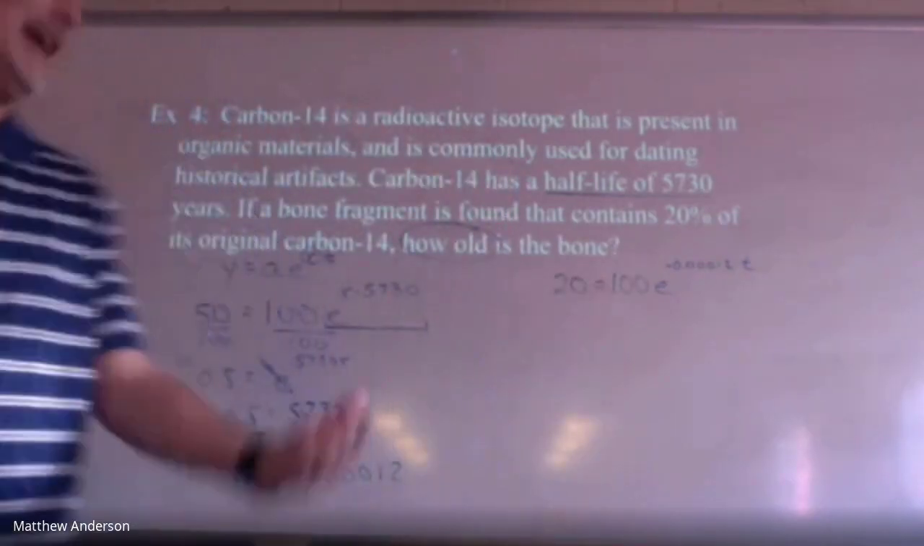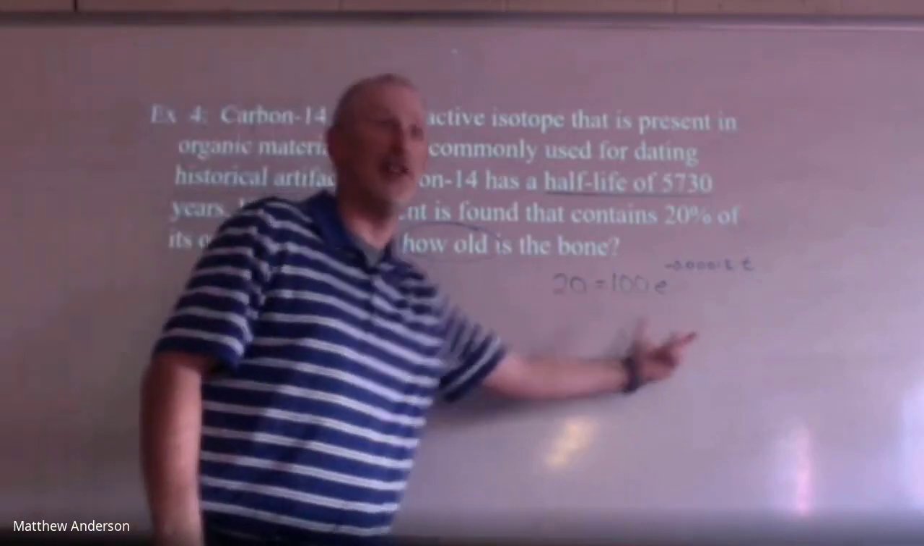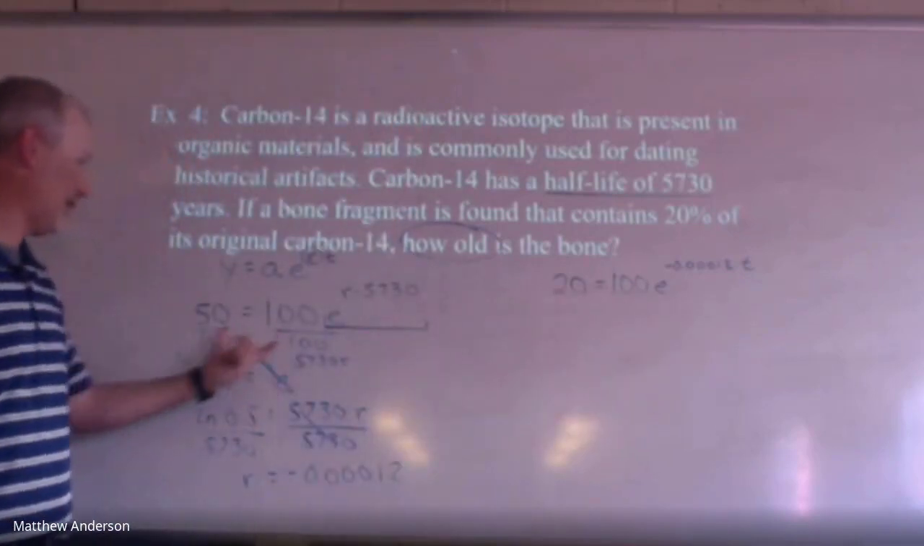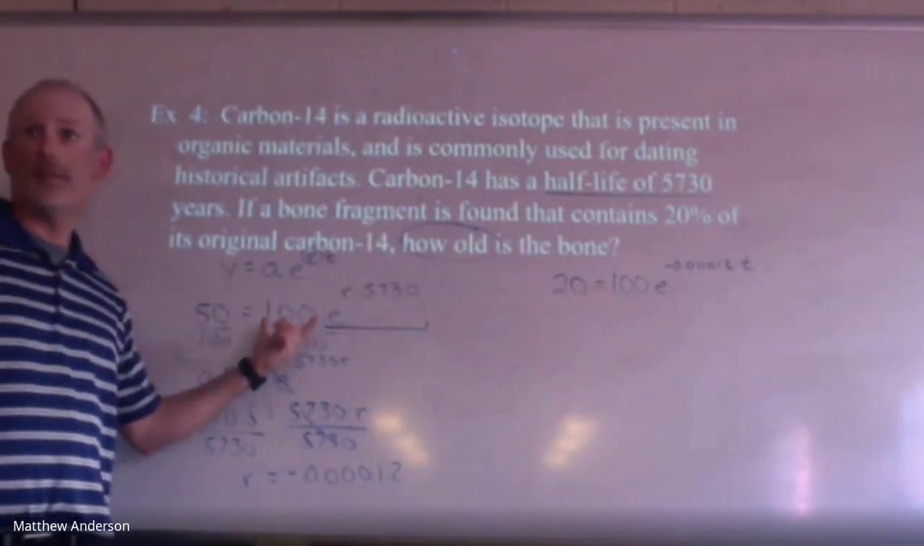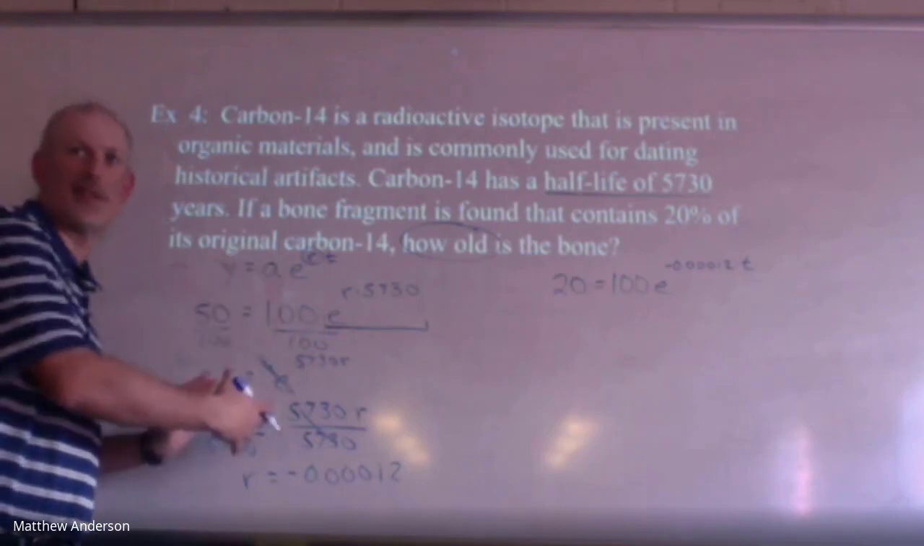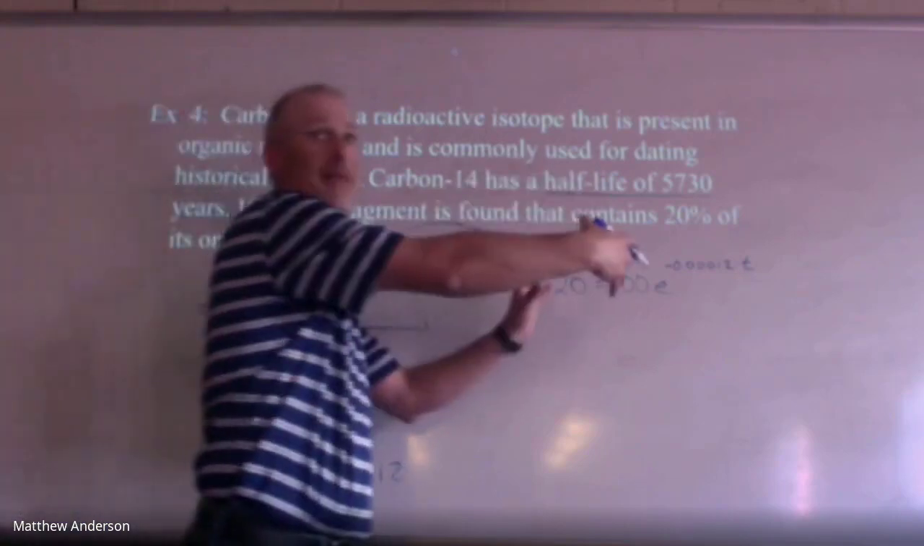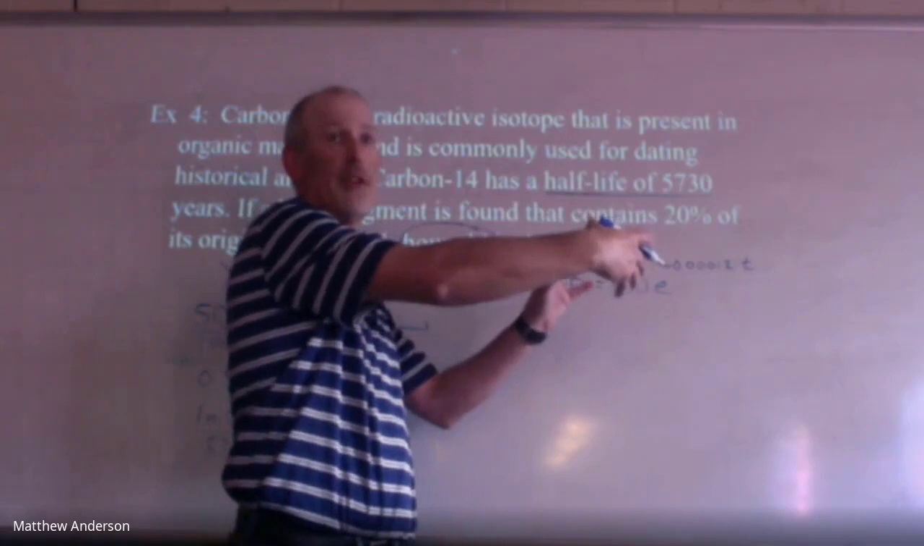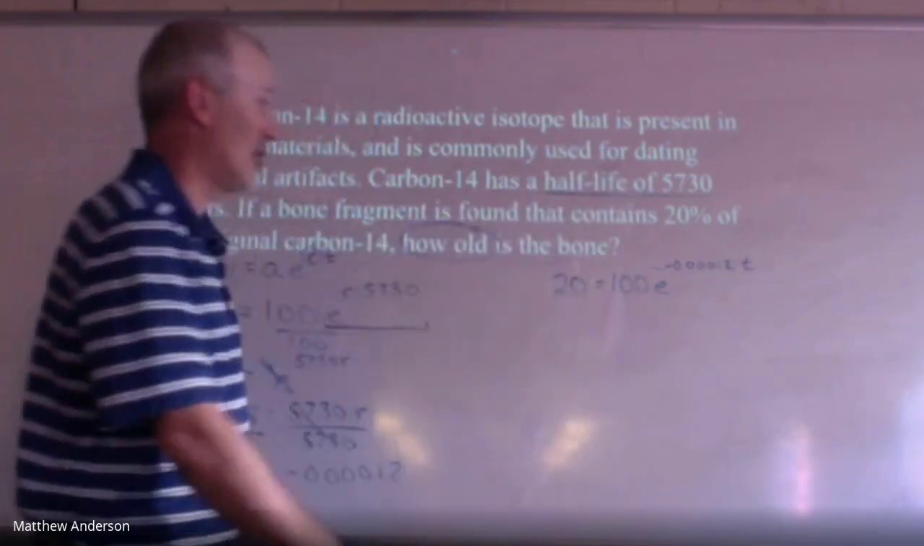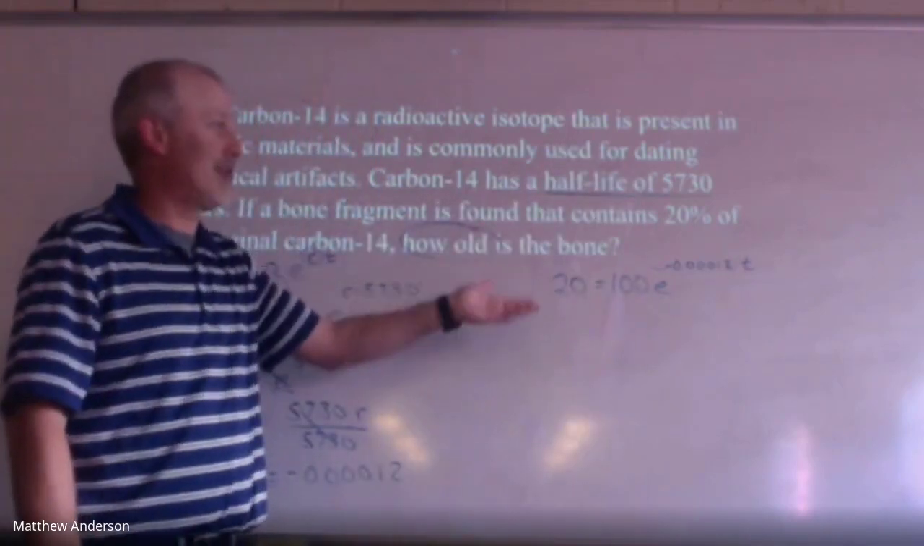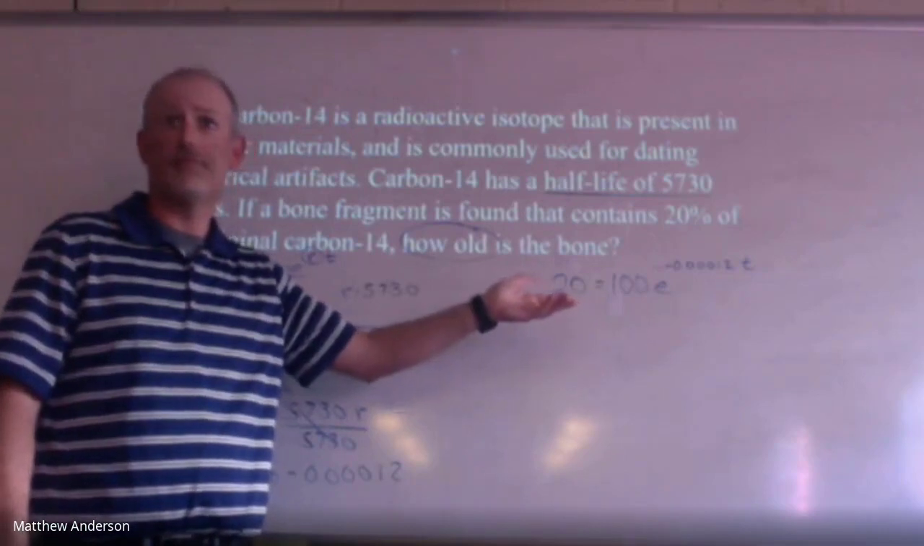Okay, so again, doesn't this equation look really similar to this one right here? We just have to solve it twice, once to get the rate so that we can go on and find how old this bone is that only has 20% left. So again, it's kind of a repeat. What do we do first?